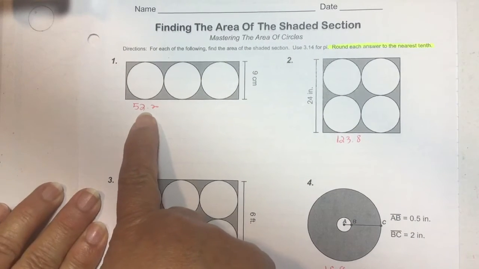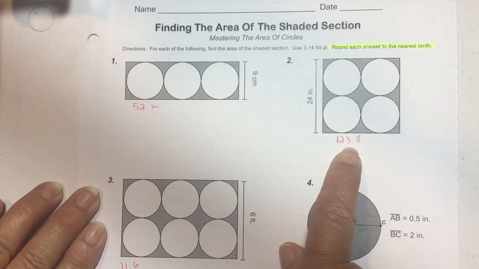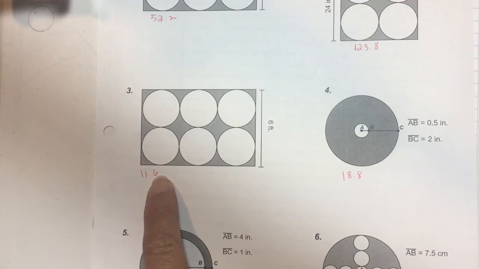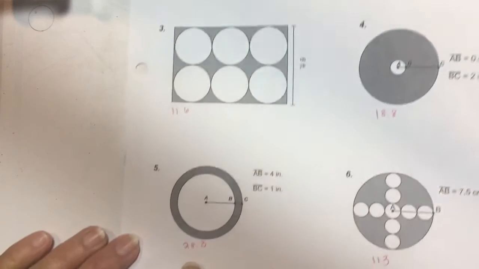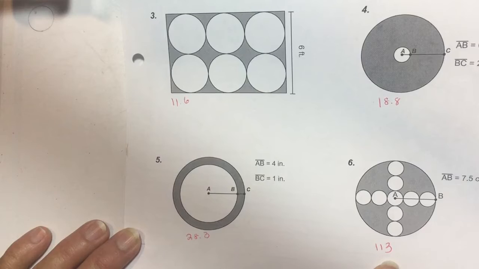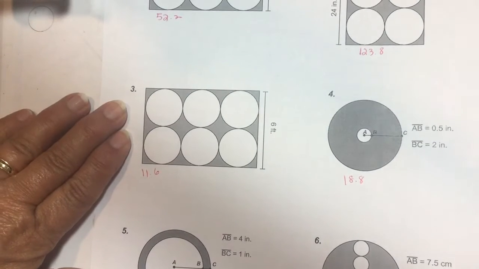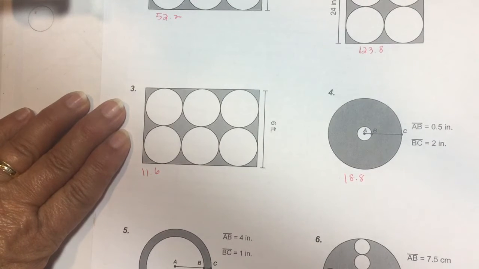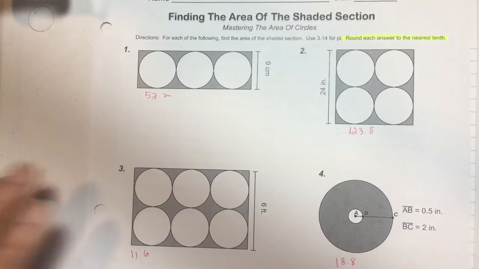All right, number 1 is 52.2. Number 2 is 123.8. Number 3 is 11.6. Number 4 is 18.8. Number 5 is 28.3. And number 6 is 113. All right, now let's go through these 6 problems. If you did miss any, you're welcome to move on to the homework check, or just fast forward to the ones that you need some help on.